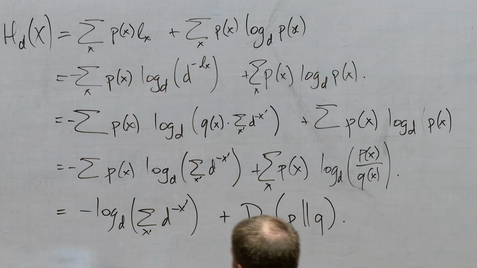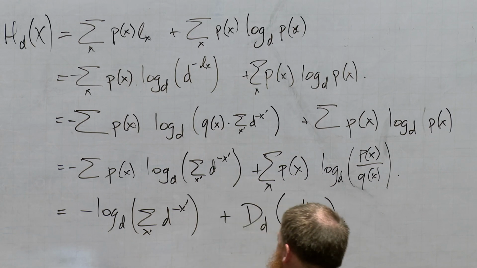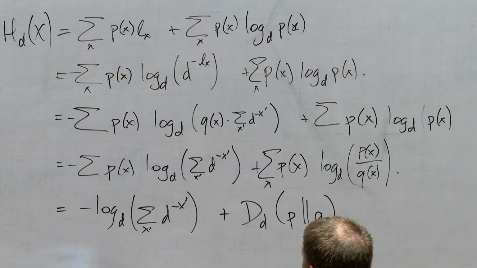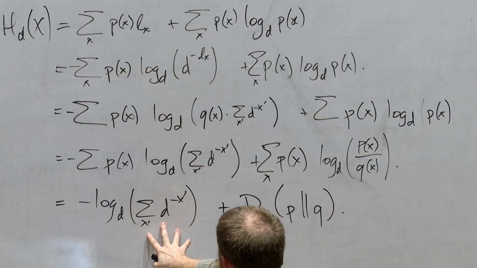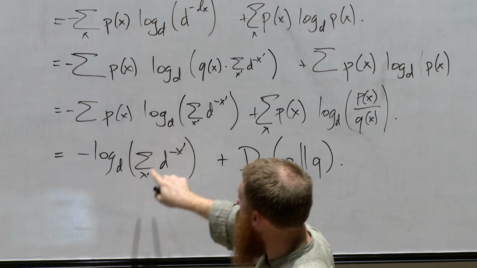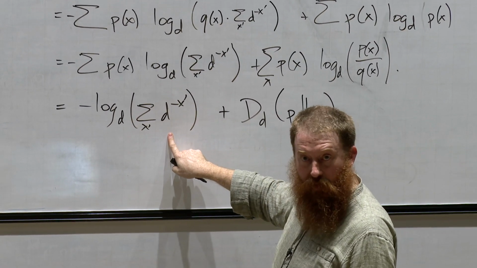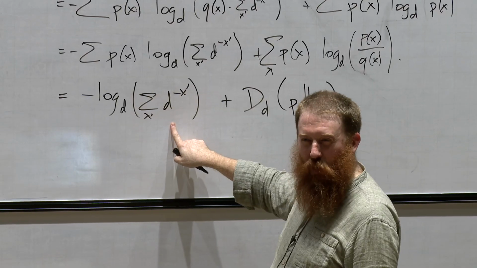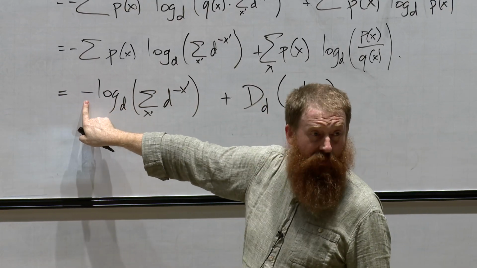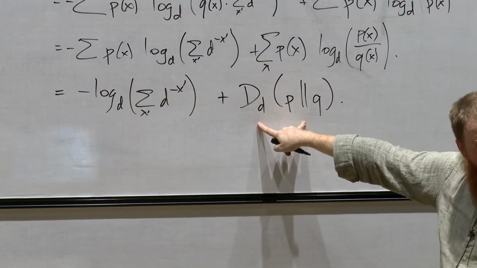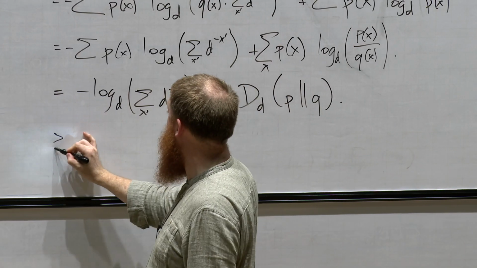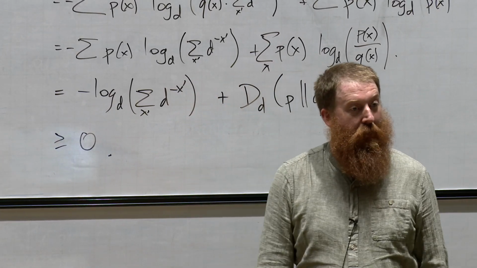And now you look at this and you say, hang on, what can we say? Well, Kraft-McMillan tells me that this has to be less than 1, this term here. So the log of something less than 1 is less than 0. Negative sign, positive. Divergence, also positive. So that must be positive.